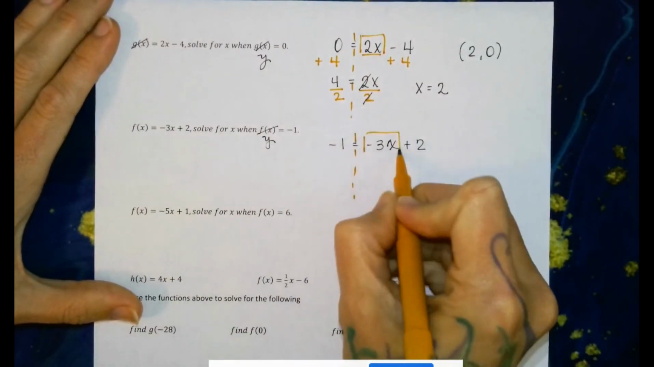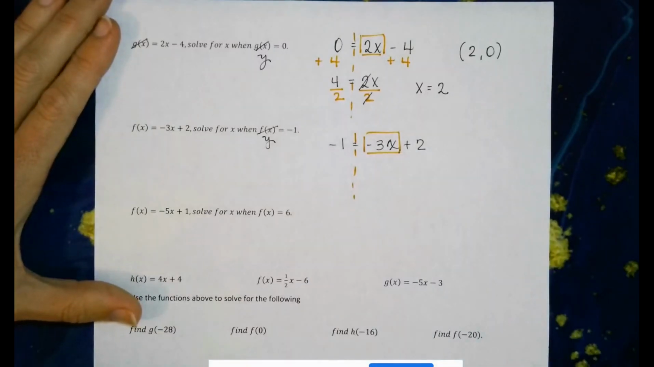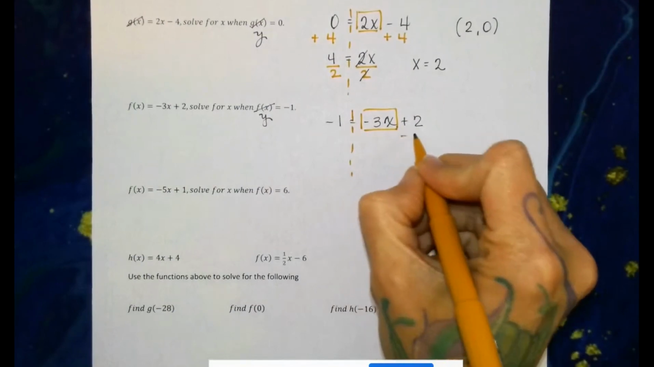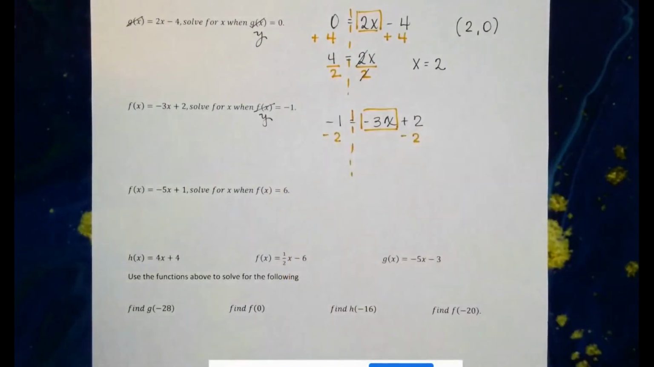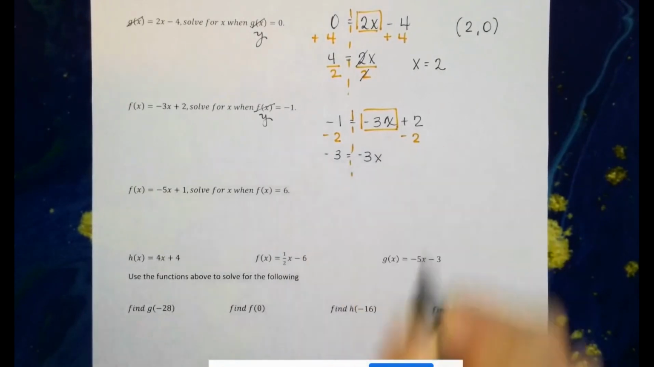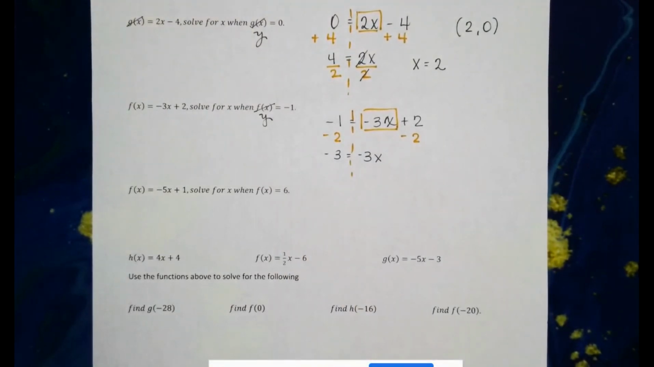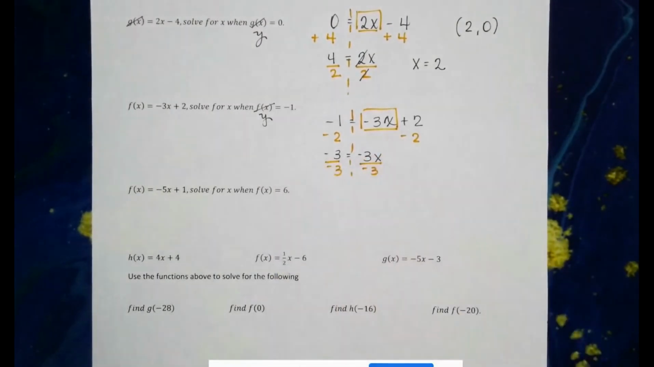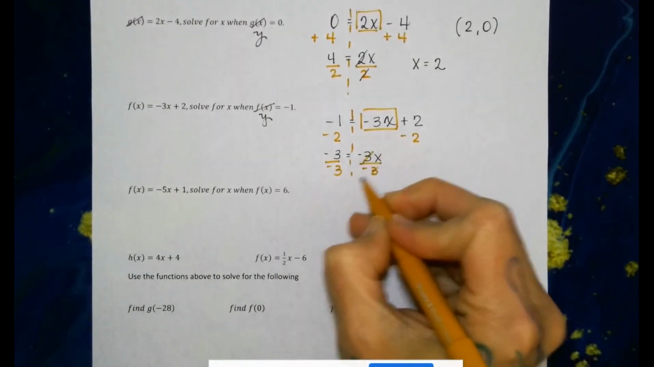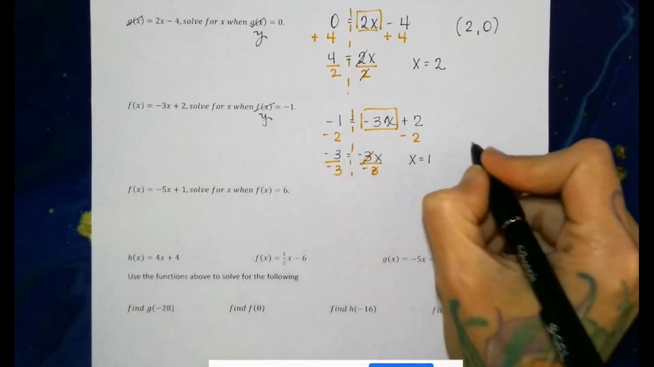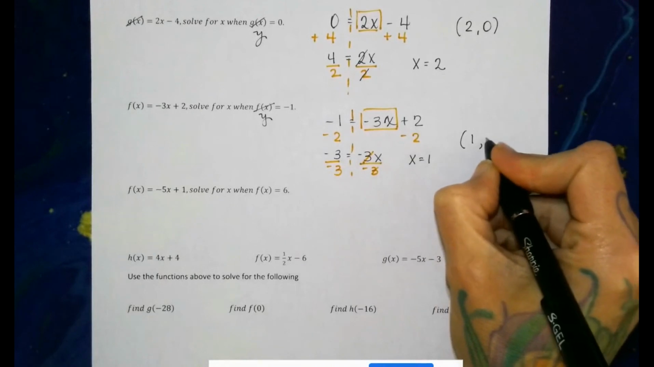We have our variable. We have a positive 2. So adding 2, the opposite of adding 2 is going to be subtracting 2. We end up with negative 3 equals a negative 3x. That negative 3x is multiplication. The inverse of multiplication is divide. Dividing a negative and a negative is going to give me that positive 1 for x. So again, as a coordinate, when x is 1, y is going to be negative 1.